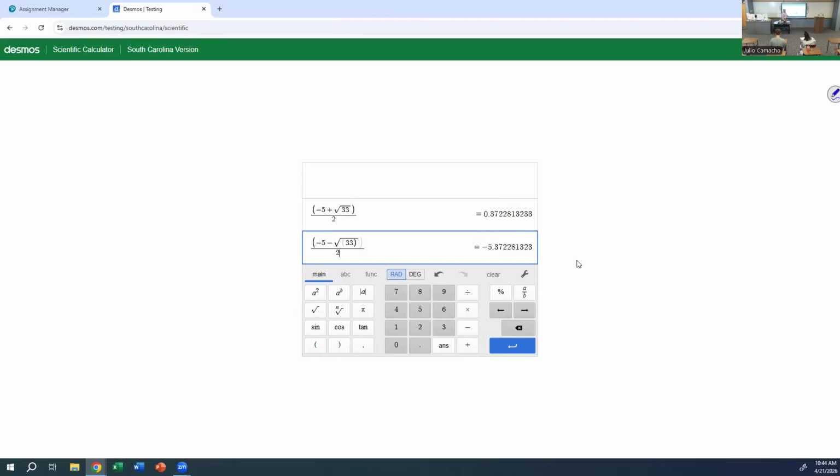So when you have this equation tomorrow, use your phone calculator. I trust in you guys. So you have your two answers. Let's go back to our whiteboard.